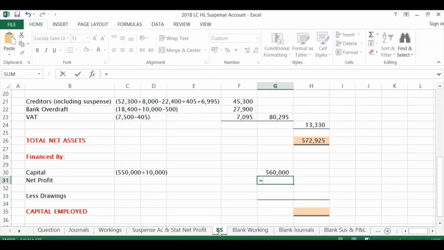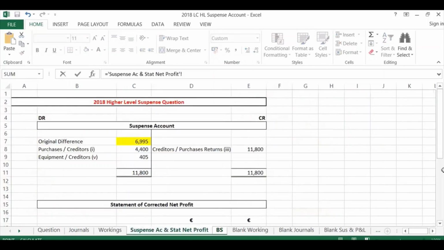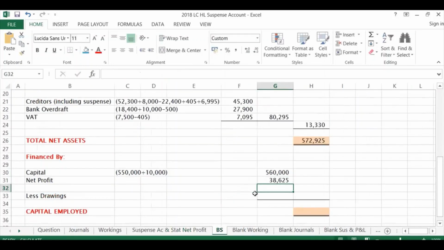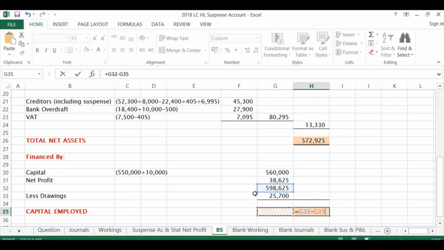My net profit, I'm just going to take from the previous part of the question, my new corrected net profit. So I'm going to add those. And I'm going to take away the drawings of 25,700. Now there's no change to drawings in this question, so they remain the same as the original balance sheet. And that leaves me with 572,925. And that is the suspense.